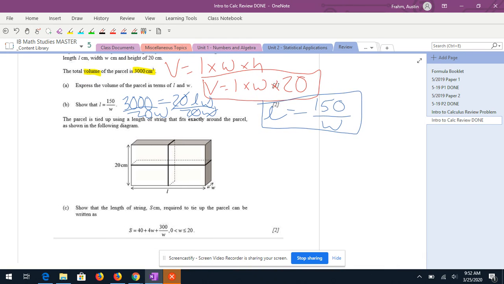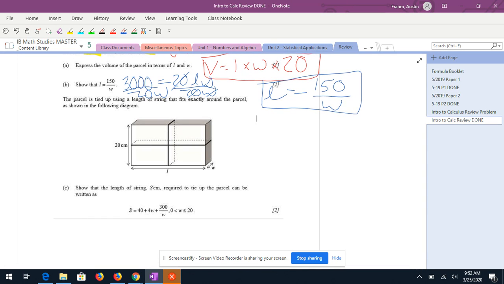They tell you before part C that the parcel is tied up using a length of string that fits exactly around the parcel, as shown in the following diagram. And in letter C, they want you to show that the length of the string, S centimeters, required to tie up the parcel can be written as S equals 40 plus 4W plus 300 divided by W. All right, so basically we got to show the work as to how they got that.